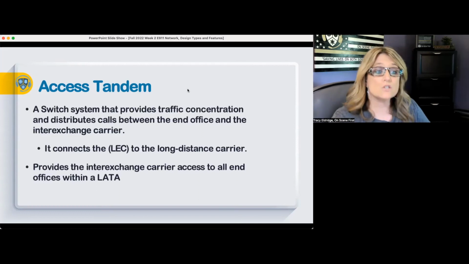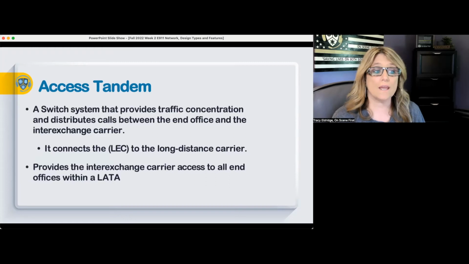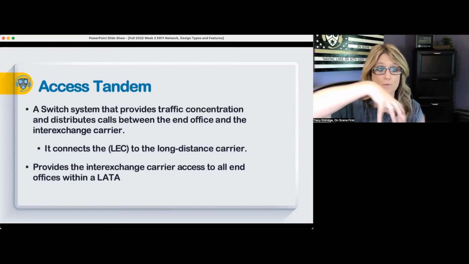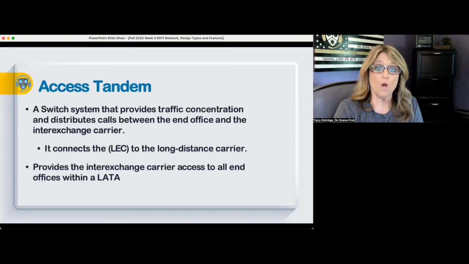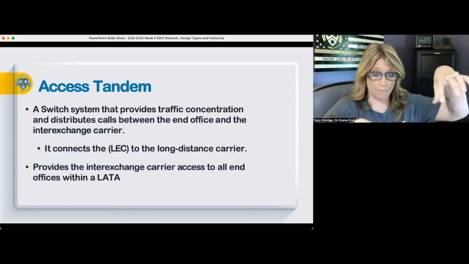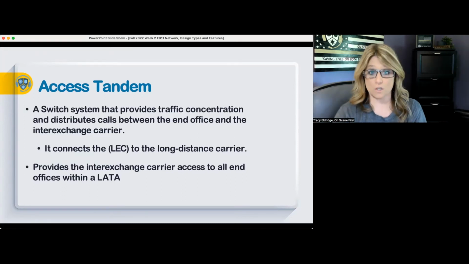So it's a switch system that provides traffic concentration and distributes calls between the end office and the inter-exchange carrier. Okay, so there's a tandem, there's a switch, and it distributes the call between the end office, meaning that place that the call terminates, and the inter-exchange carrier, where it now picks it up. So it's a switch, and that's where it moves it from one type of phone system to that long distance carrier. So the local exchange to the long distance.